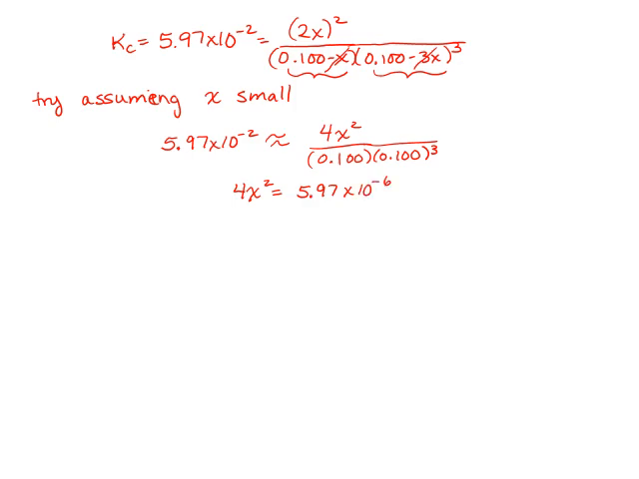Multiplying through, we get 4x squared is equal to 5.97 times 10 to the minus 6. x squared should be, and again I'm using approximately here because we've made an assumption, and I'll go ahead and take that all the way down to our approximate value for x of 1.22 times 10 to the minus 3.